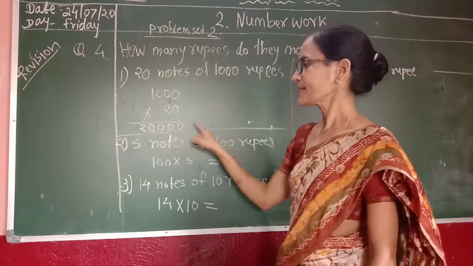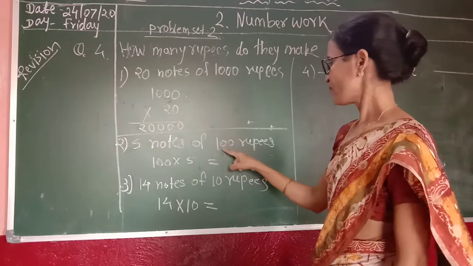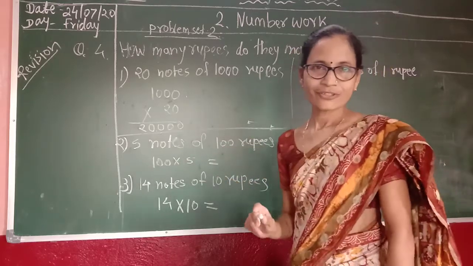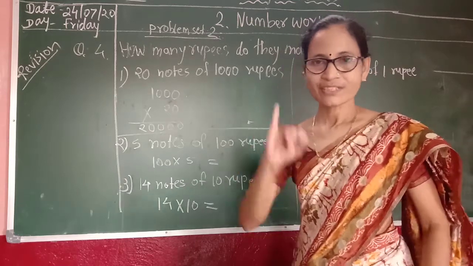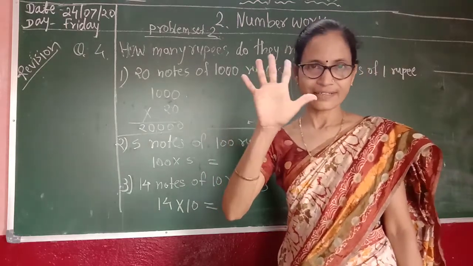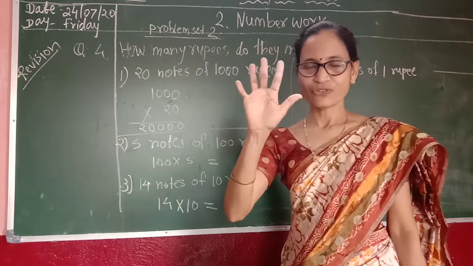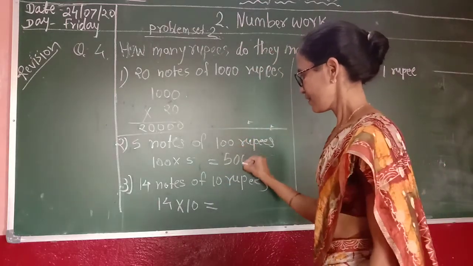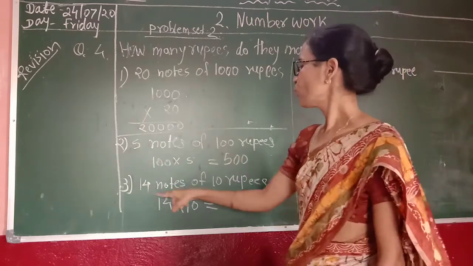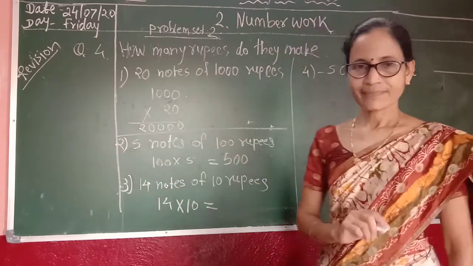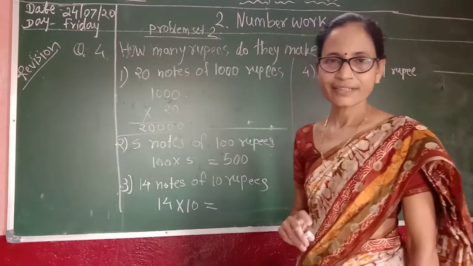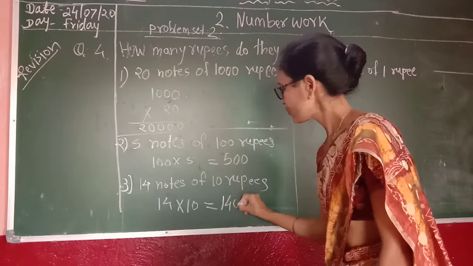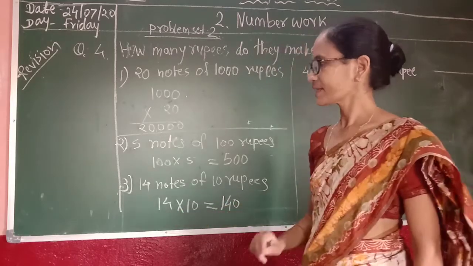That is 20,000. 5 notes of 100 rupees. आपके पास 5 notes है 100 rupees के. हाँ, 100 rupees के 5 notes. 100, 200, 300, 400 and 500. So how many? 500 rupees. If you have 14 notes of 10 rupees, आपके पास 10 rupees के 14 notes है, तो कितने रुपीस होते हैं? 140 rupees. Multiply this and you will get the answer.